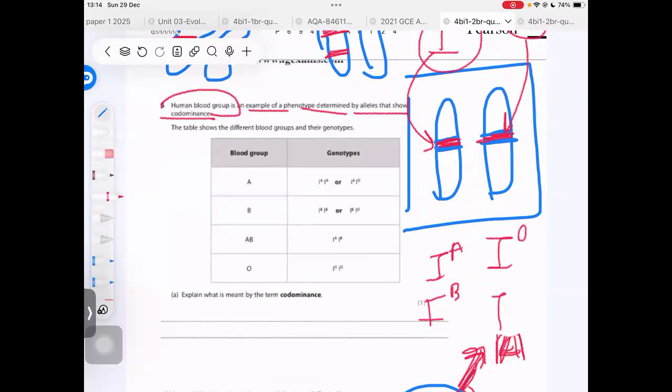IA is dominant to IO. IB is dominant to IO. IO is the recessive value, right? IO is recessive. IA and IB are dominant to IO.